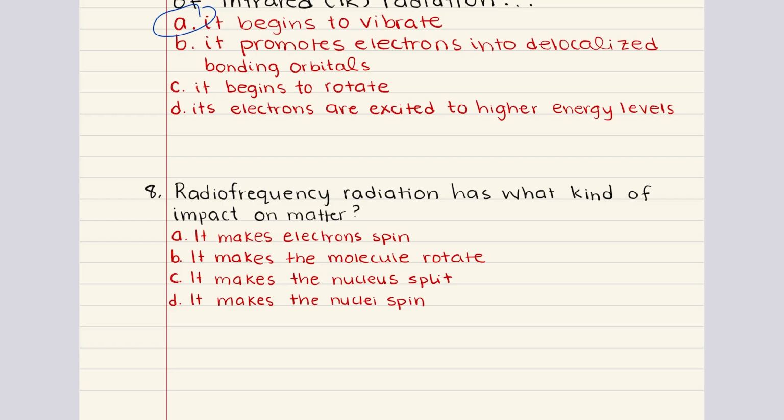Radio frequency radiation interacts with the nuclei of certain atoms, and it causes them to spin when placed in a magnetic field. This is the principle behind nuclear magnetic resonance, or NMR, where radio waves influence the spin states of nuclei like hydrogen or carbon. It does not affect electrons or molecular rotation, and it most definitely does not cause the nucleus to split. So the correct answer for problem 8 is D. It makes the nuclei spin.